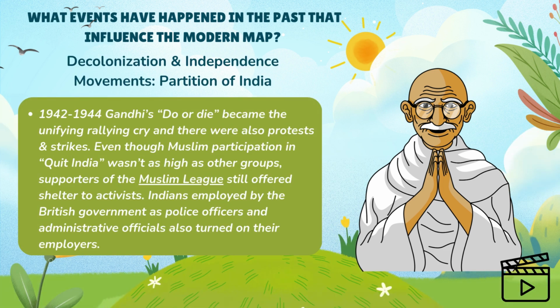Okay, so the decolonization and independence movements. In the partition of India from 1942 to 1944, Gandhi's "Do or Die" became the unifying rally cry, and there were also protests and strikes. Even though Muslim participation in Quit India wasn't as high as other groups, supporters of the Muslim League still offered shelter to activists, and Indians employed by the British government as police officers and administrative officials also turned against their employers. This one also has a video attached.